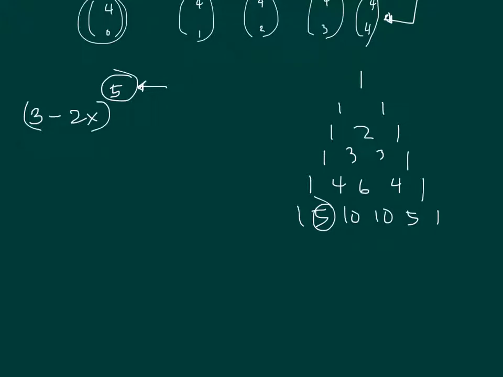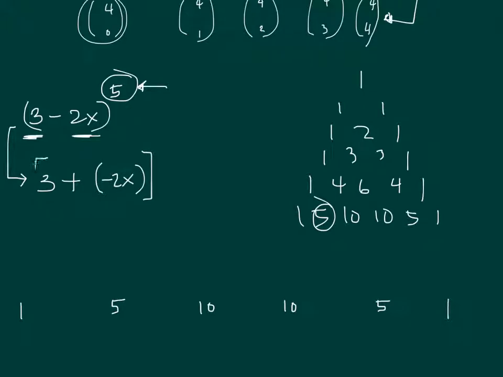So for 3 minus 2x, I have to place these numbers. So I have 1, 5, 10, 10, 5, and 1. Now to place your first term and the second term, a more convenient way of doing this is to rewrite it into 3 plus negative 2x, so this is raised to the 5th.